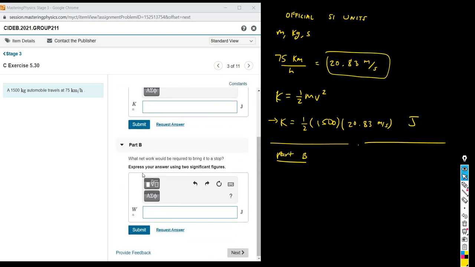Now for part B, we are asked what net work would be required to bring it to a stop. Okay, so in order to solve that, guys, what you need to consider is this. Let's actually calculate this number. It's going to be 0.5 times 1500 times 20.83, I was forgetting the square. It's very easy to get confused.